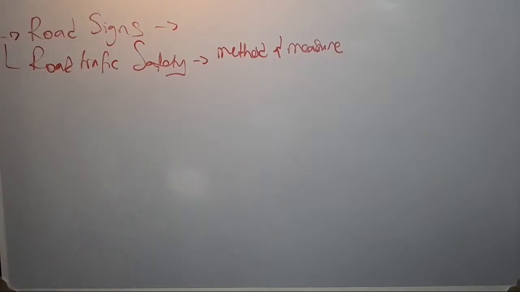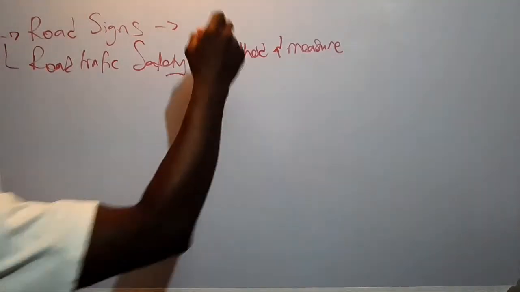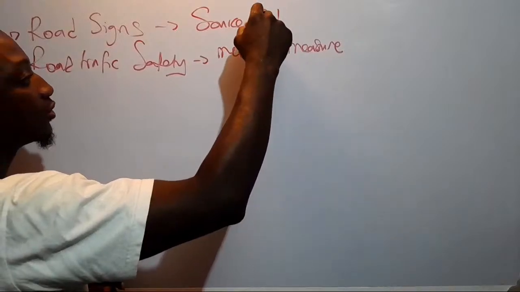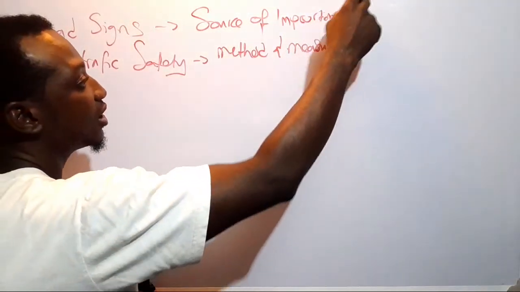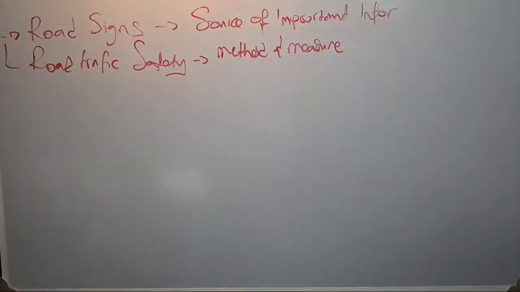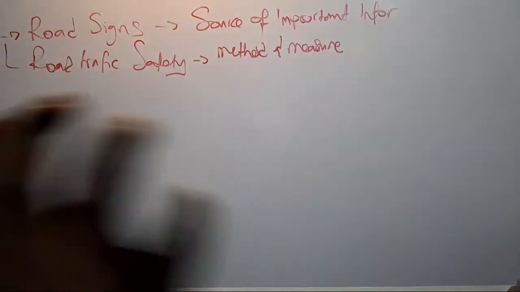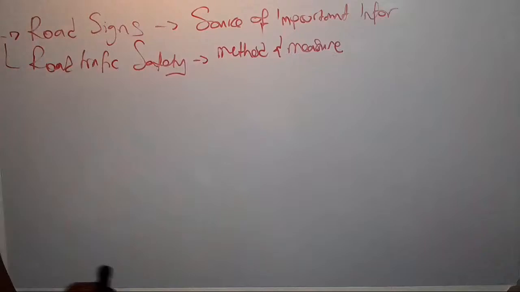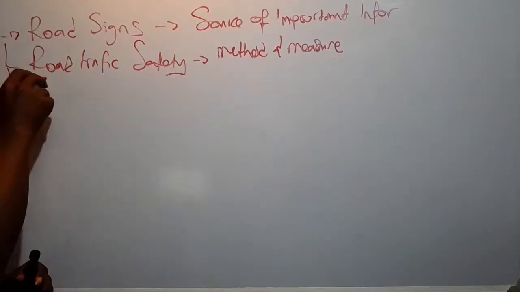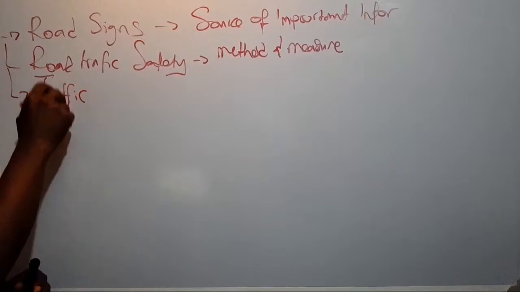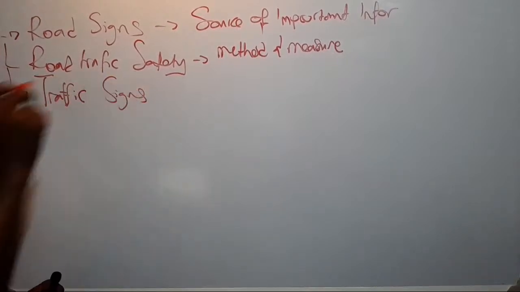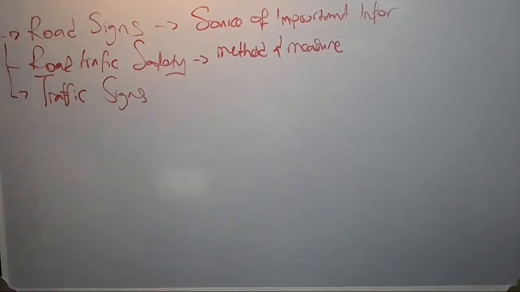Now, traffic signs or road signs are a source of important information that can ensure road users' safety. Like I said, there are signs that aid road users in navigating the road. Now, these road signs can also be known as traffic signs. They can as well be referred to as traffic signs. And like I said earlier, they are a very important information source.